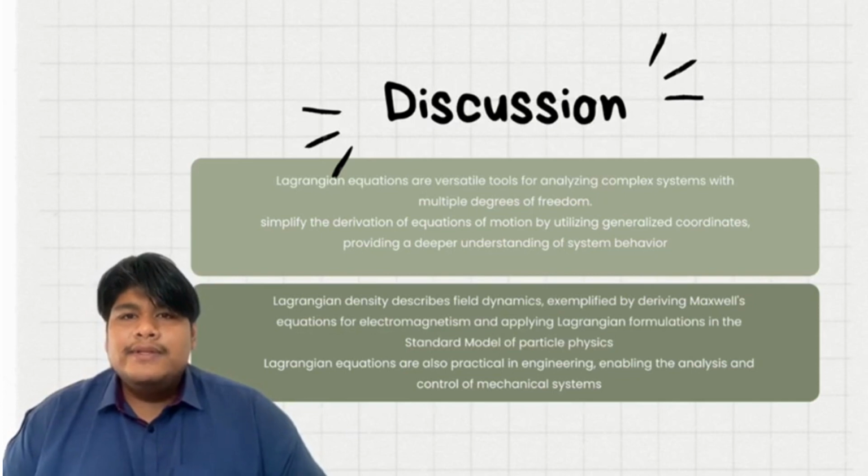Lagrangian density describes field dynamics, exemplified by deriving Maxwell's equations for electromagnetism and applying the Lagrangian formulation in the standard model of particle physics. In general relativity, Lagrangian techniques formulate the field equations, allowing the study of gravitational phenomena. Lagrangian equations are also practical in engineering, enabling the analysis and control of mechanical systems, particularly in robotics. Overall, Lagrangian equations offer an essential and powerful framework in diverse scientific and engineering disciplines.